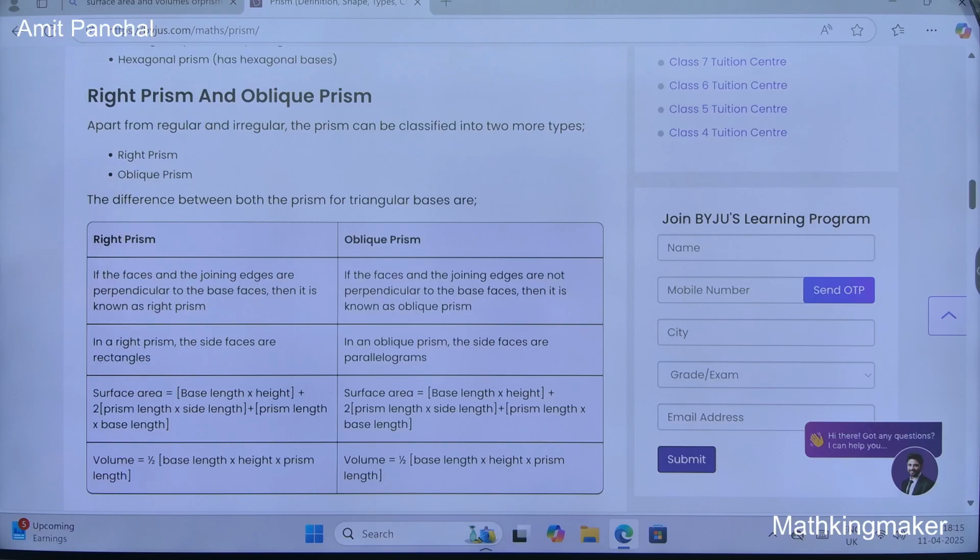So apart from regular and irregular, the prism can be classified into two more types. The first one is the right prism, and the other one is the oblique prism.